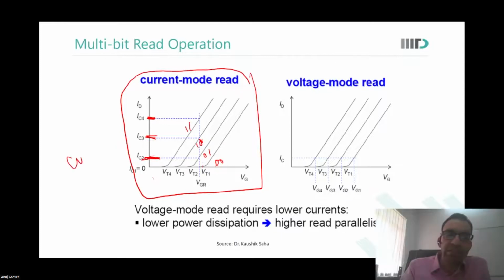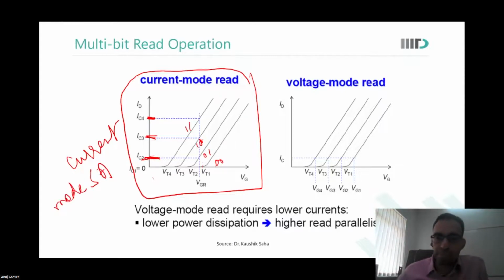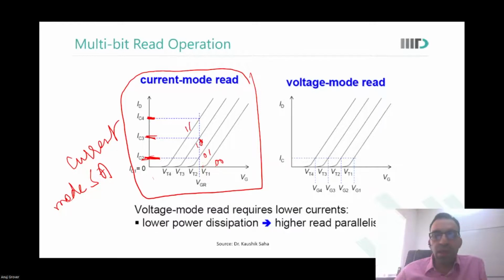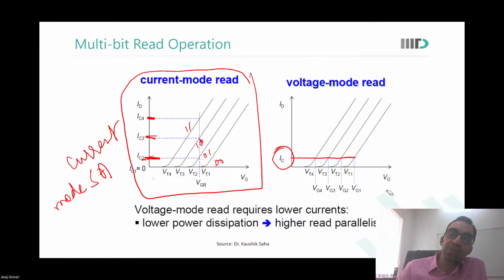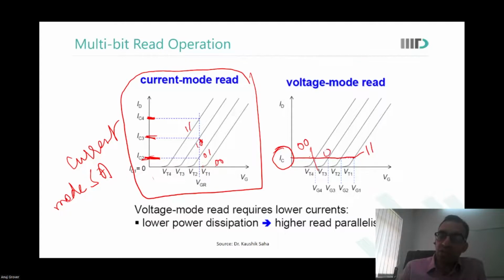So you will need a current mode sense amplifier. Is the left figure clear? Yes, sir. Now, when you want to read in the voltage mode, what do you do? You say that I want to measure when IC is getting sunk in my particular cell. So let us say for one cell, IC got reached at VG4 itself, and another cell, IC got reached at VG1. So what this means is that this is, let us say, 0, 0, this then is 1, 1, and you could say 0, 1, 1, 0 over here.